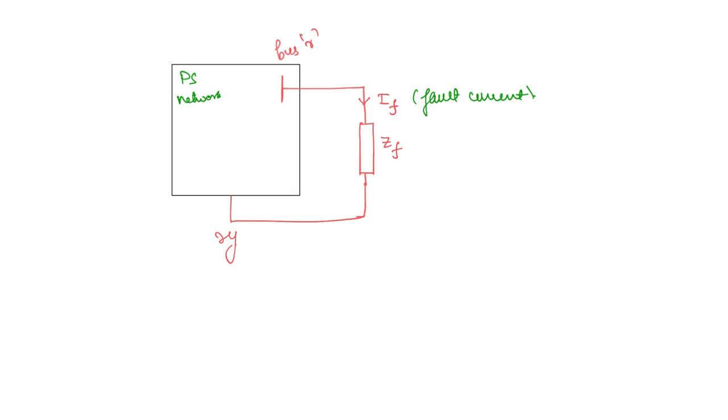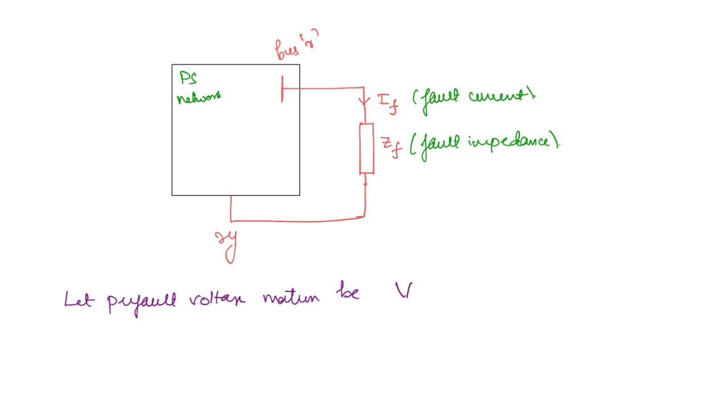Now we have to find out this fault current. Also note down that this is the fault impedance here, otherwise it will be confusing. Now here we will consider pre-fault voltages. For fault calculation we need the pre-fault voltage. So let the pre-fault voltage matrix be V naught, which is V1 naught, V2 naught, and so on till Vn naught.